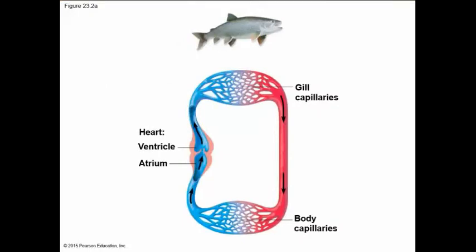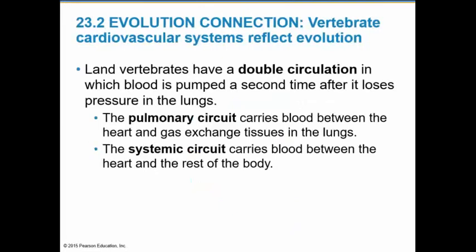So, land vertebrates have double circulation, in which the blood is pumped a second time after it passes through the lungs, and it goes back to the heart and gets pumped through the rest of the body. So it's a double circuit. The pulmonary circuit carries the blood between the heart and the lungs. The systemic circuit carries blood between the heart and the rest of the body and then back to the heart.